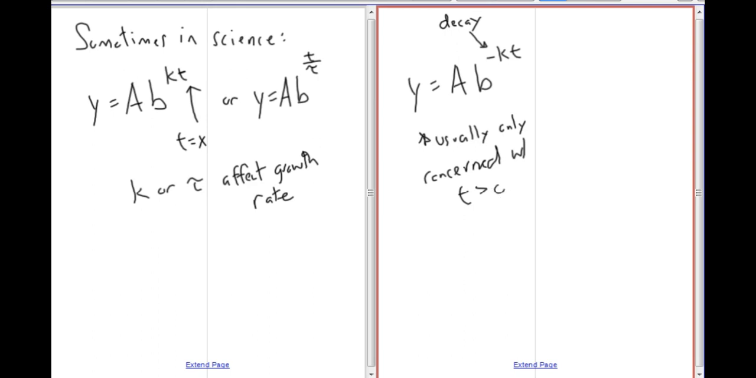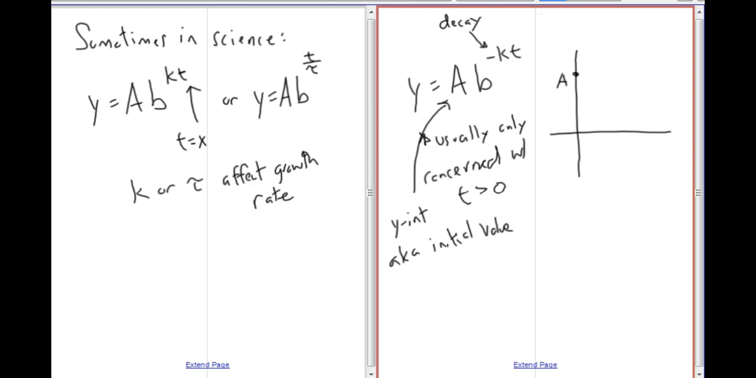And when we see that, we're normally only concerned with t-values that are greater than 0. And if that's the case, so t greater than or equal to 0, then our y-intercept would be what the amount was at time t equals 0, or we could say our initial amount or our initial value. So that's the normal full function, but we normally are just concerned with that.